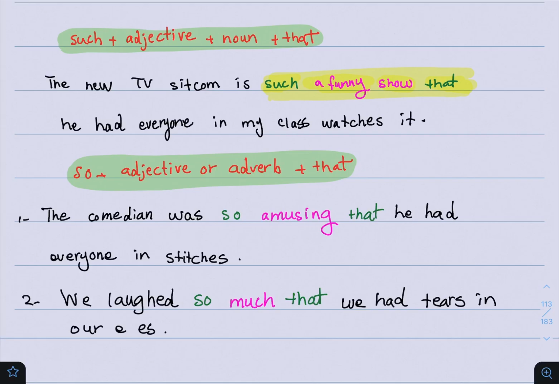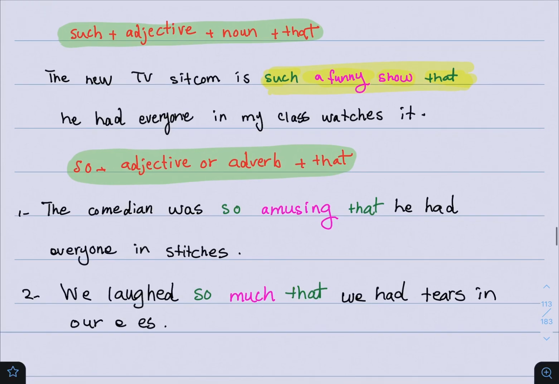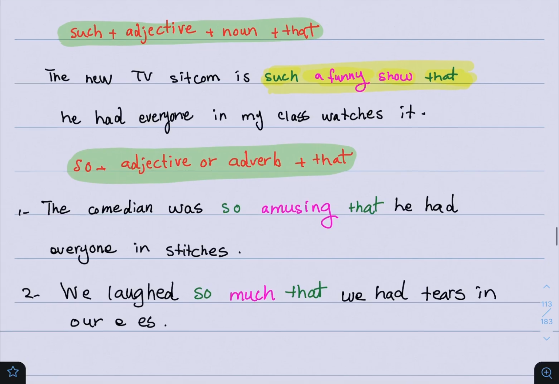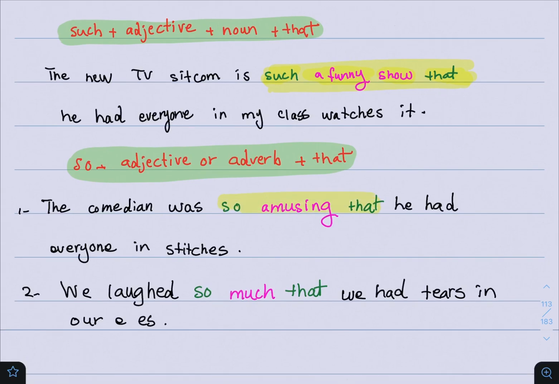Okay, now as for so يجي بعدها adjective or adverb و that، يعني ما يجي بعدها اسم. فهنا the comedian was so amazing that he had everyone in stitches. Okay، طبعا مثل ما وضحتكم تستخدم لإعطاء معنى أقوى للصفة أو للadverb وتوضح ال cause وال effect. We laughed so much that we had tears in our eyes.